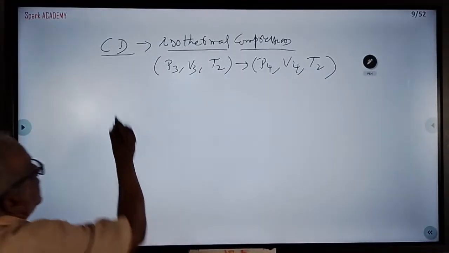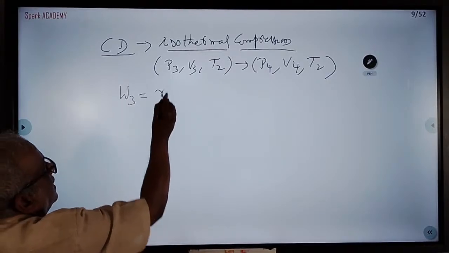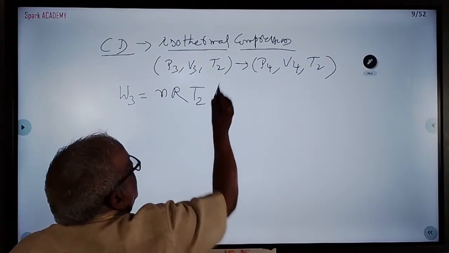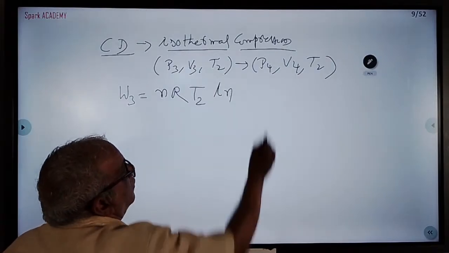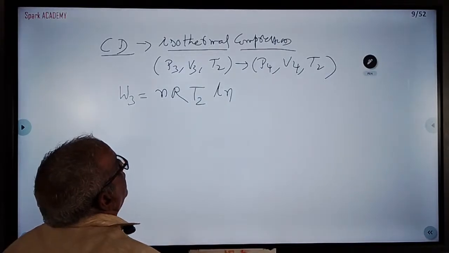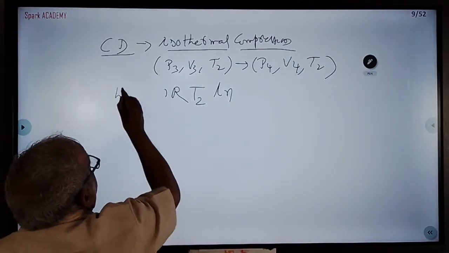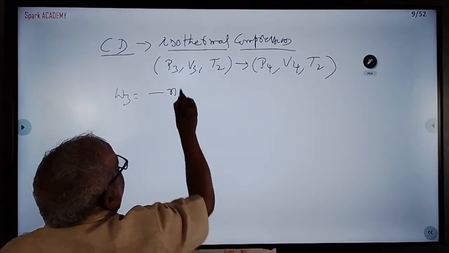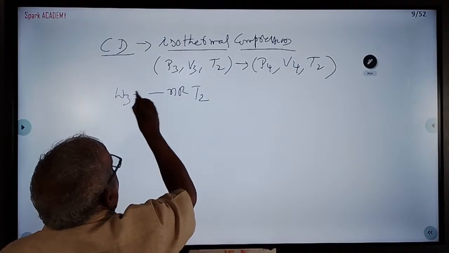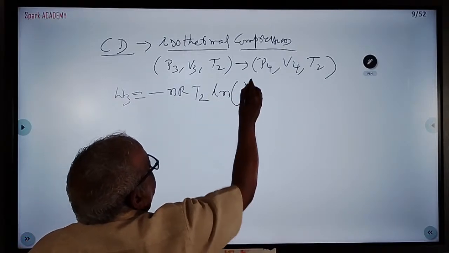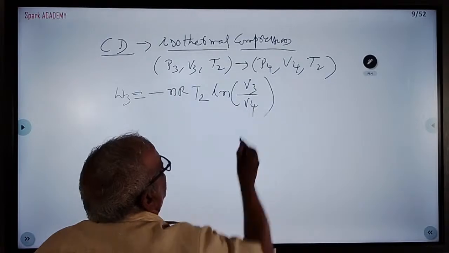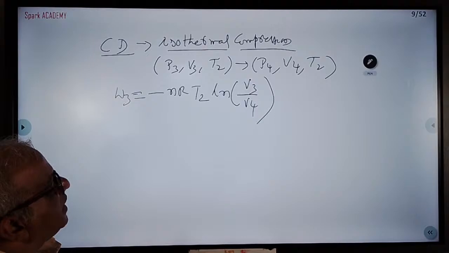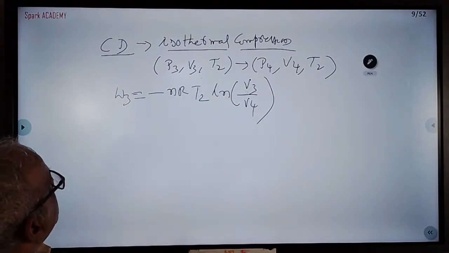So what is work done here? W3 is nRT2 ln of V4 by V3. The final volume is less, so you will get negative work. This is called negative work. Students, minus nRT2 ln initial by final. If you keep final by initial, you get negative. So W3 is minus nRT2 ln V3 by V4.